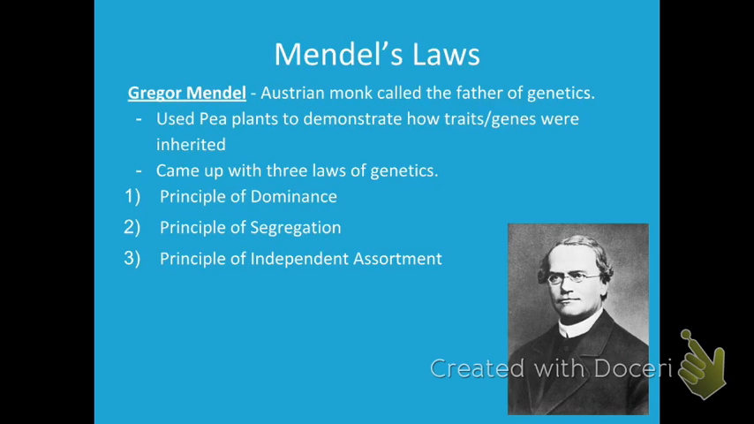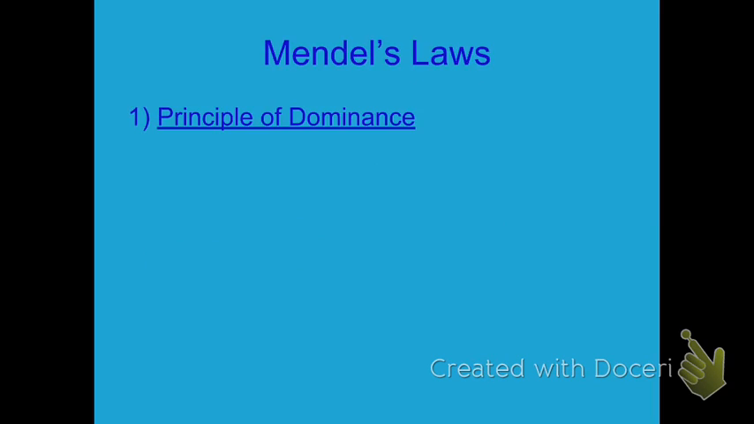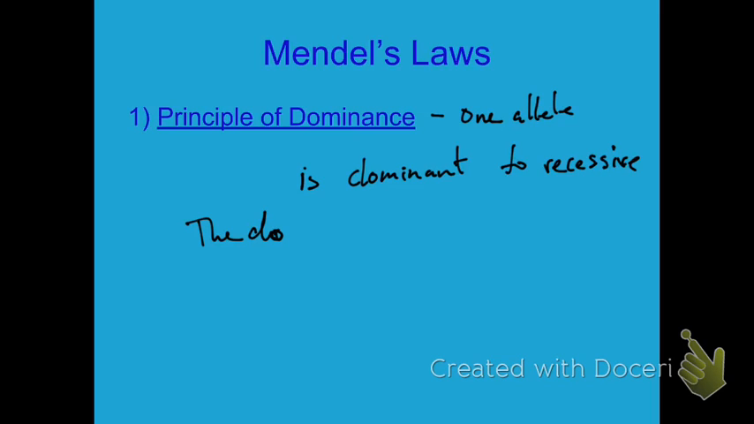All right, so Mendel came up with these ideas. And so there's three principles that you have to know: the principle of dominance, principle of segregation, and the principle of independent assortment. So the principle of dominance is just what we talked about. One allele is dominant to the recessive, and the dominant is expressed phenotypically.